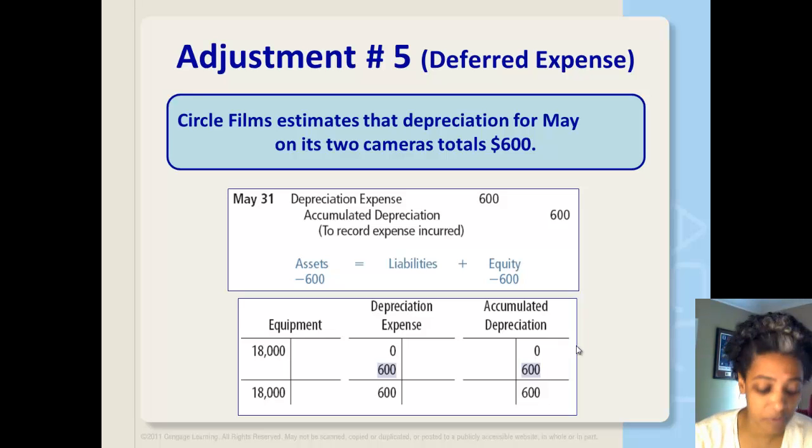On entry number 5, Circle Films estimates that depreciation for May on those 2 cameras is $600. So this deferred expense adjustment debits expense and credits what we call a contra asset account. So accumulated depreciation is a contra asset because it goes against an asset account.